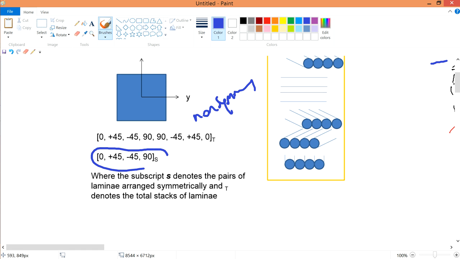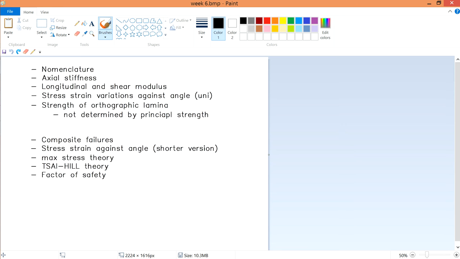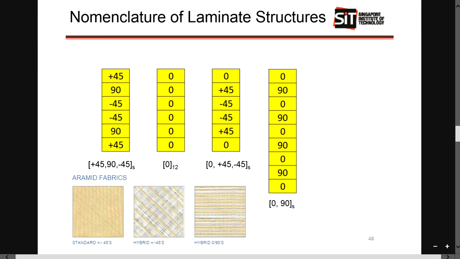The S is for symmetry, and the purpose of it is to cut short your writings, so that it's easier to write. Before this, we somewhat cleared away the nomenclature, meaning the definitions of your so-called laminate: multiple plies stacked together.